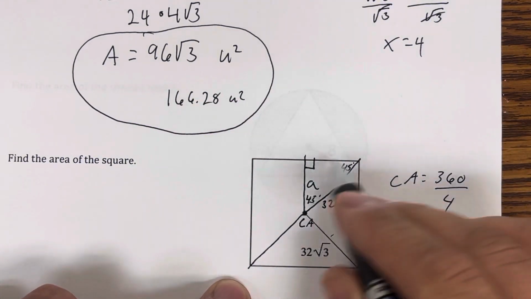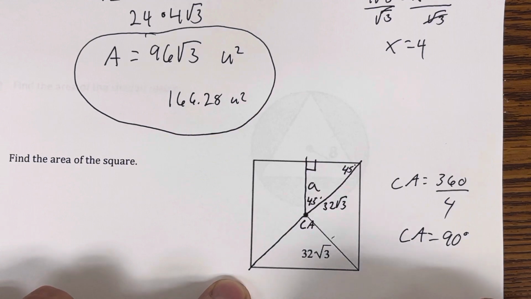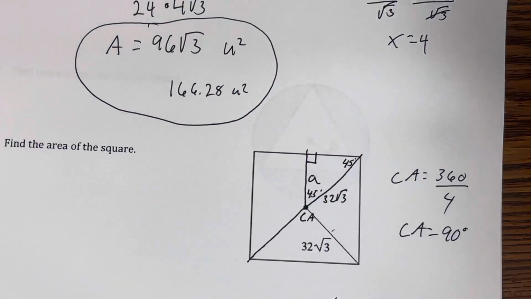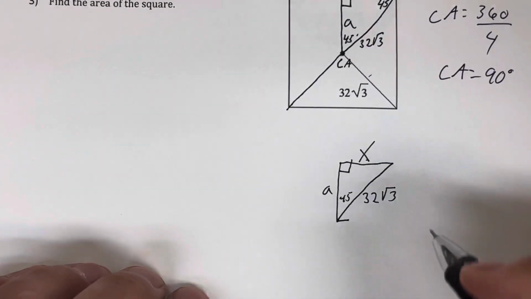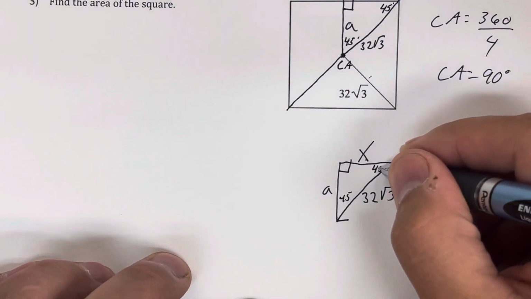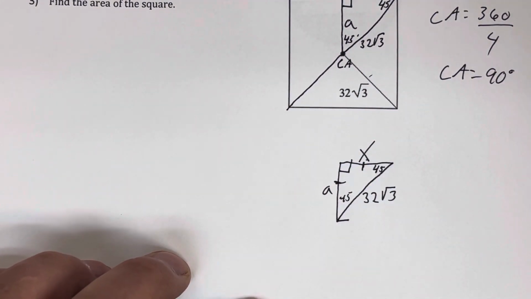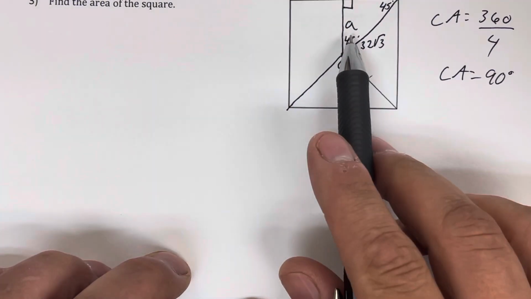So I'm going to redraw just my right triangle for me to find the missing piece. Oops, got a little carried away there. Bam. And I know this is 32 times the square root of 3. This is 45. I need to find this piece X and this piece A. Now those two pieces on this right triangle, since it's a 45, 45, 90, are the same size. It's isosceles.